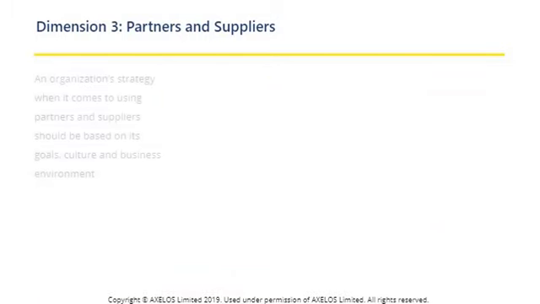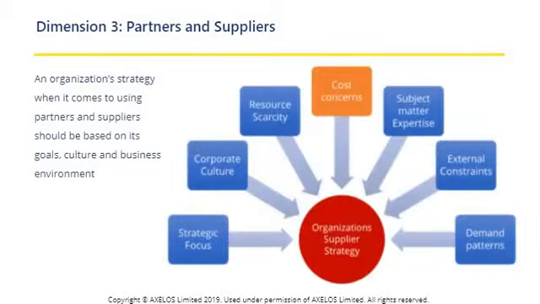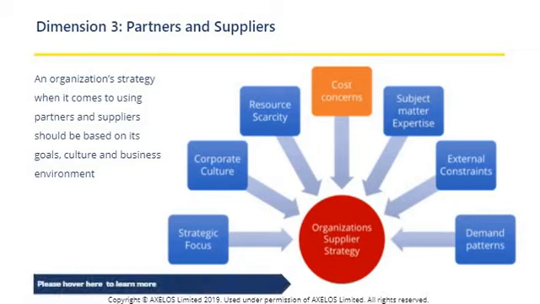An organization's strategy when it comes to using partners and suppliers should be based on its goals, culture, and business environment. The aspects are strategic focus, corporate culture, resource scarcity, cost concerns, subject matter expertise, external constraints, and demand patterns.